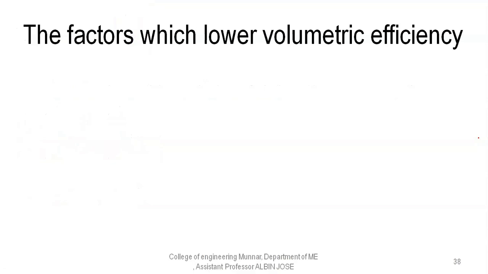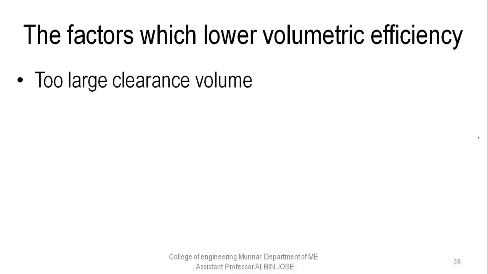Now we are discussing the factors which lower the volumetric efficiency of a reciprocating compressor. What are the factors affecting the volumetric efficiency of a reciprocating compressor? The first one is too large a clearance volume. As the clearance volume increases, the volumetric efficiency will be reduced. This is because the re-expansion increases, and the fresh air admitted into the cylinder of the air compressor will be reduced. That means as the clearance volume increases, the volumetric efficiency of the compressor will decrease.